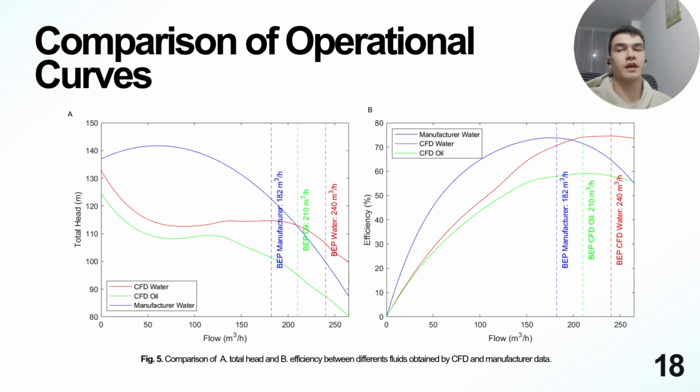Figure 5 shows the efficiency curves for water, both CFD and manufacturer's data, and oil. It is evident that the best efficiency point, BEP, occurs at a lower flow rate for oil compared to water, consistent with the findings reported by Valdez. This difference is primarily attributed to the increased frictional losses caused by the higher viscosity of oil. The higher viscosity creates greater resistance to flow, shifting the BEP to lower flow rates. Furthermore, these increased frictional losses lead to a reduction in overall efficiency, a typical outcome when pumping more viscous fluids.